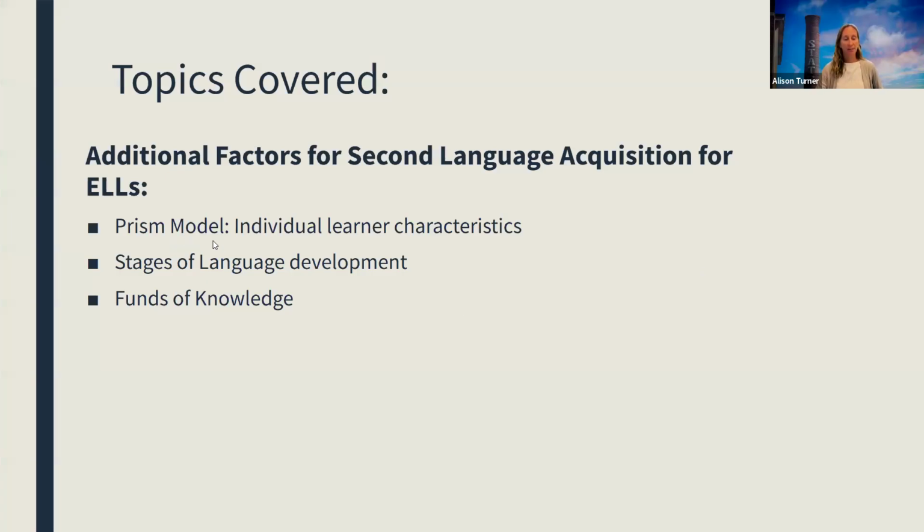We'll talk about the PRISM model that looks at individual learner characteristics and how this impacts language acquisition. Then we'll look at stages of language development and how they're characterized. And then I want to share with you a topic called funds of knowledge and how that applies to your learners and how you can tap into these in your teaching.